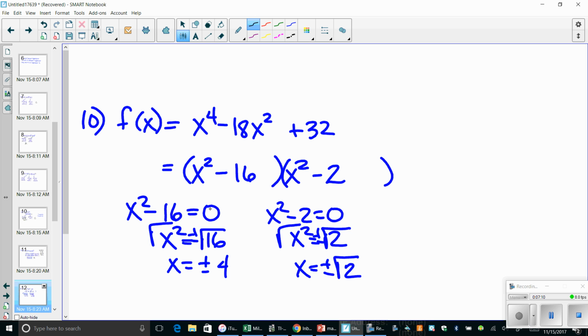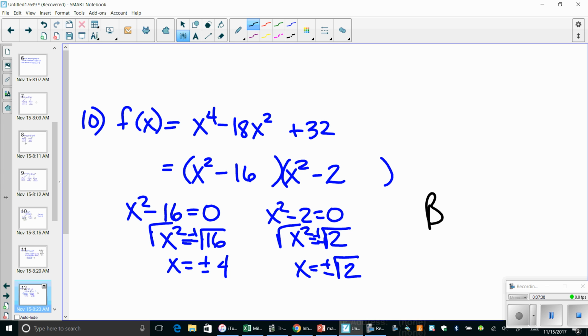X squared minus 16 equals 0. Solve that, you get x squared equals 16. Take the square root, positive and negative 4. X squared minus 2 equals 0. Add 2 and square root. You get positive and negative square root of 2. So your answers are going to be positive 4 and negative 4, positive square root of 2, and negative square root of 2. So in number 10, that would be B. All of those have a multiplicity of 1.